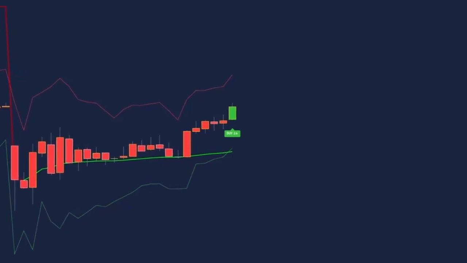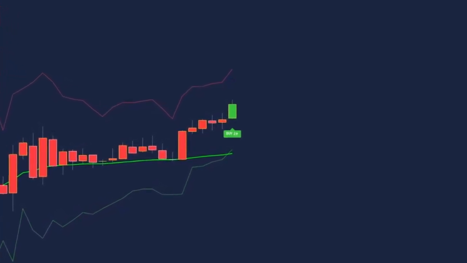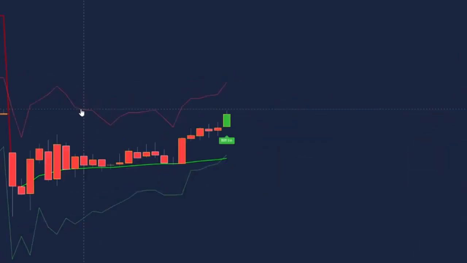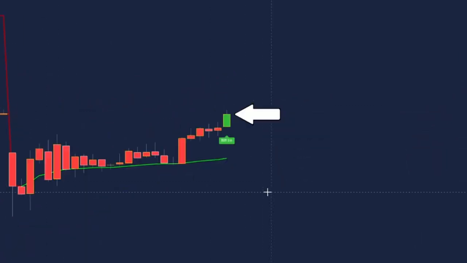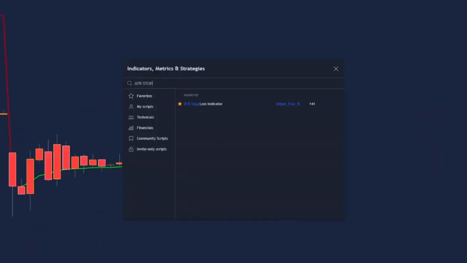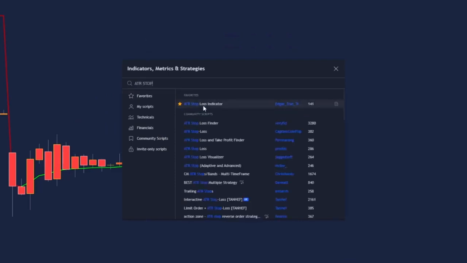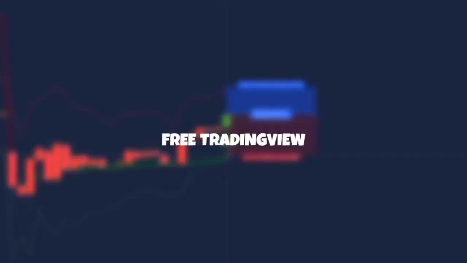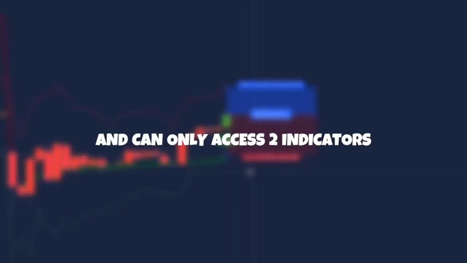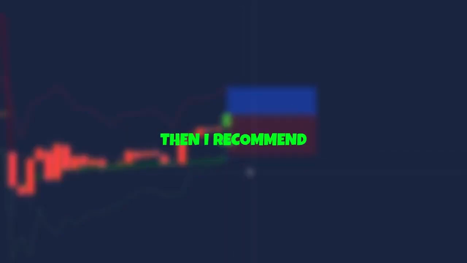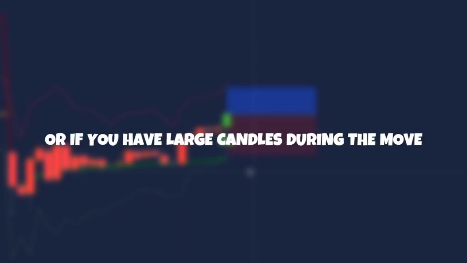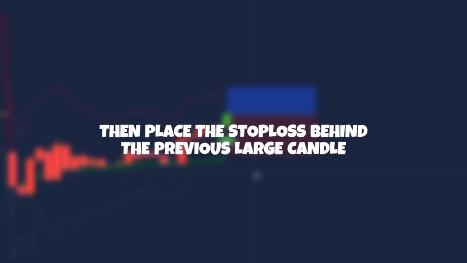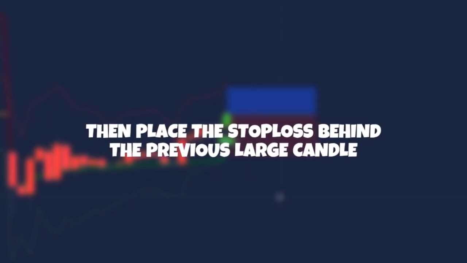So once we have our green VWAP and price has painted the buy label, we can enter the trade. Enter on the close signal candle here. We can use the ATR stop loss indicator with default settings to mark the level. It's this indicator right here, but if you only have the free TradingView and can only access 2 indicators, then I recommend using the recent swing low to place your stop loss, or if you have large candles during the move, then place the stop loss behind the previous large candle.